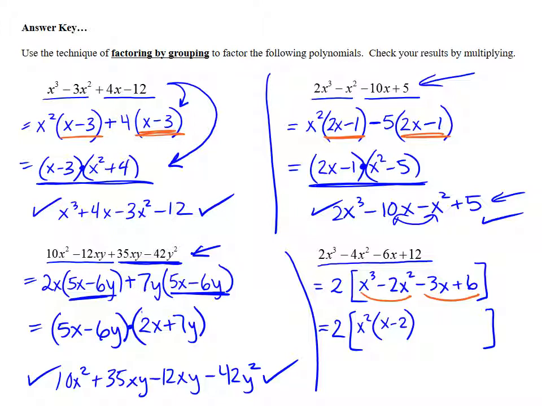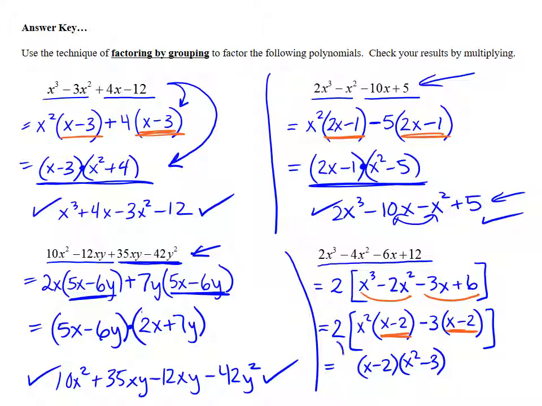In the second group, we have a 3 in common. Remember, we're starting with a minus, so take a minus 3 out. Negative 3x divided by 3 is x. Positive 6 divided by 3 is negative 2. And notice now we have x minus 2 in both of those terms in the brackets. So I can take the x minus 2 out and have an x squared minus 3 left.